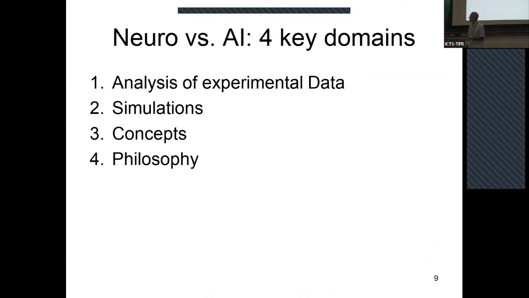Okay, so what I'll do is I'll just give you a very big picture here. There are 4 main domains in which AI and neuroscience intersect and can certainly learn a lot from each other. Number one is sort of the zero order, the obvious thing to do, which is analyze experimental data, of which there's tons. Then simulations, some of the fundamental concepts, and I'll end with a fling at philosophy. That's always a dangerous place to go, but it's kind of fun.